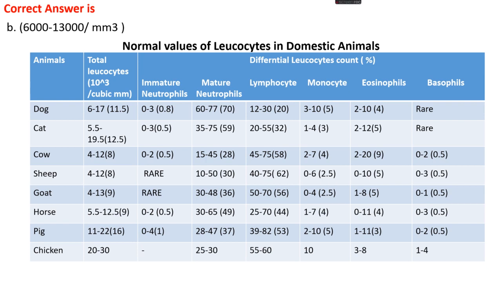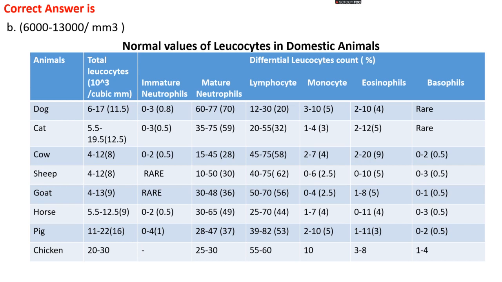In case of cat, also the neutrophil is the dominant one, 59% of total leukocytes is neutrophils. And in case of cow, lymphocytes are the dominant one, 58% of total leukocytes. In sheep, it is also lymphocytes, which is 62%. In case of goat, also lymphocytes, which is 56%.